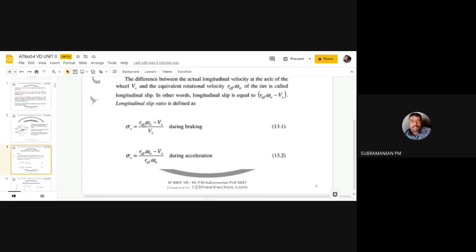See, the difference is the main thing. There is a difference between the rotational velocity and the Vx. Always rotational velocity will be more compared to linear velocity. But for calculating the slip ratio, for braking, I am taking linear velocity as reference. And for acceleration, I am taking rotational velocity as reference. So you have to remember this.